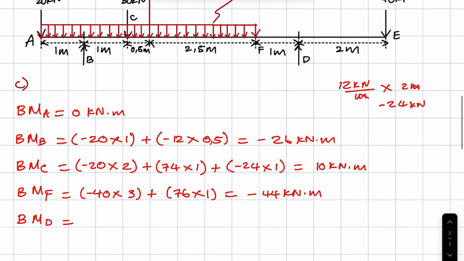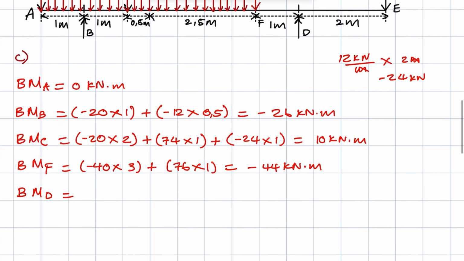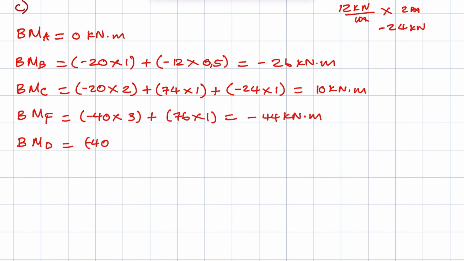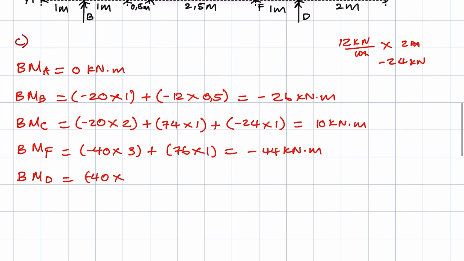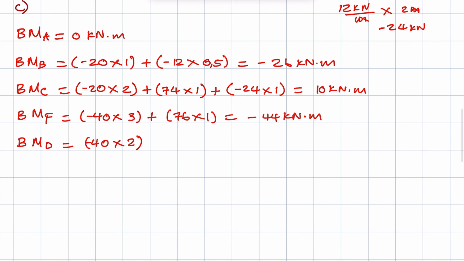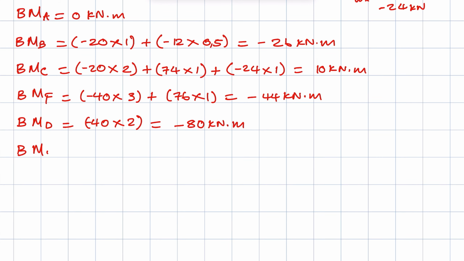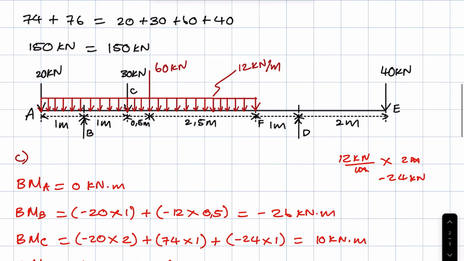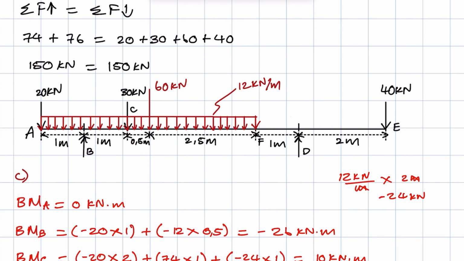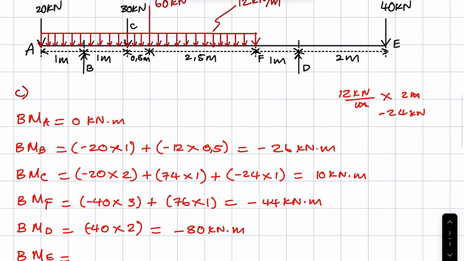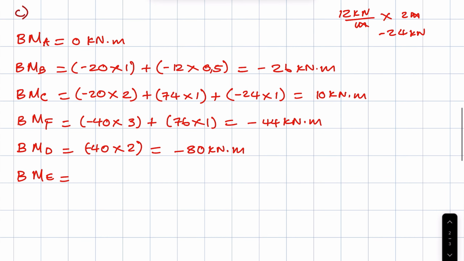Then again, consider forces on the right of D, because there's much less forces to consider on the left of D, right? So we have the minus 40 times the distance between E and D, which is 2 meters. That's the only force to consider. So that will be equal to what? Minus 80 kilonewton meters. And the bending moment at E? E is the end of the beam, which of course, as we know, the bending moment on either end of the beam is equal to 0. So we have 0 kilonewton meters.